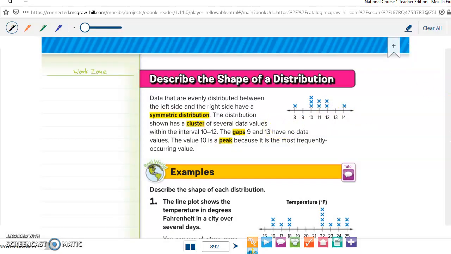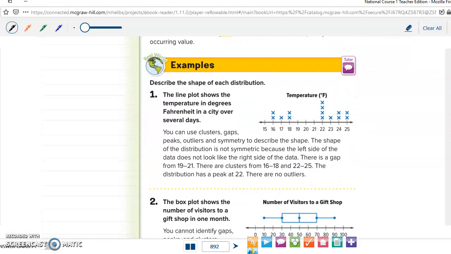So I will go to another example. Here, if I ask you where the gap is, the gap is from 19 to 21, because there is no value. Yeah, it's easy. What's the peak? The peak is number 22. Why? Because it has 4 x's. It's the most frequent, more than the other numbers.